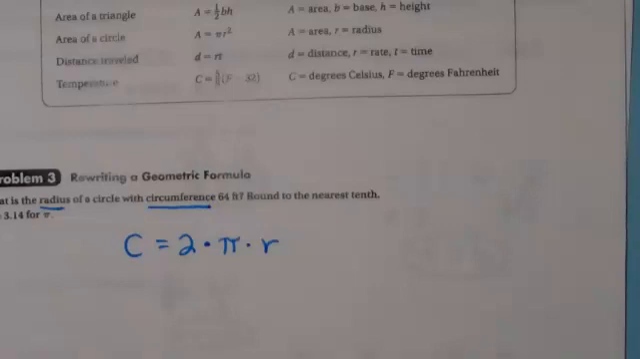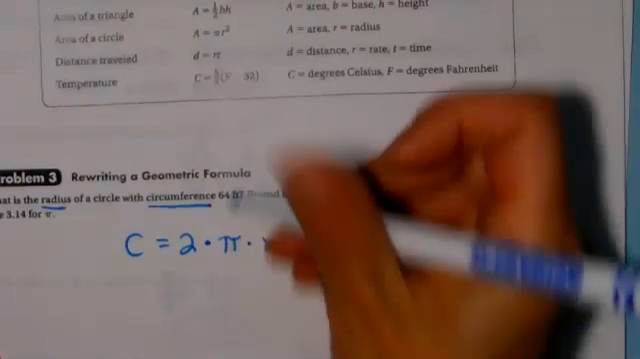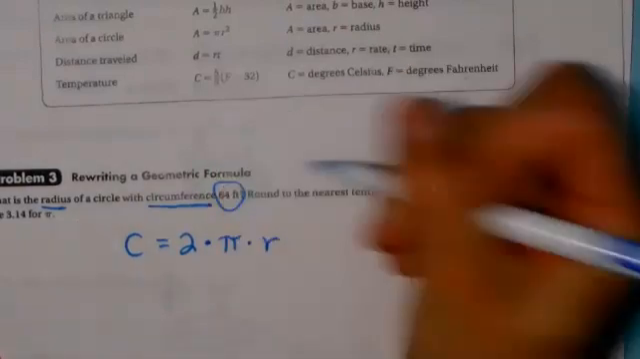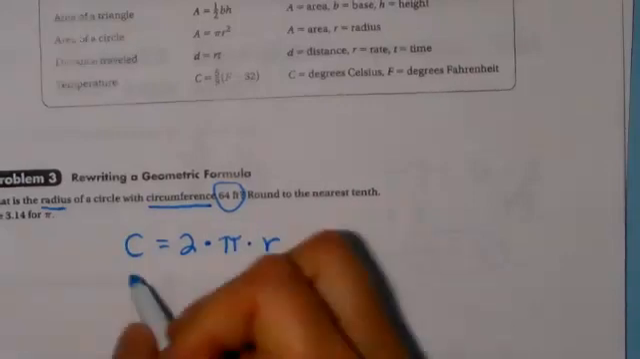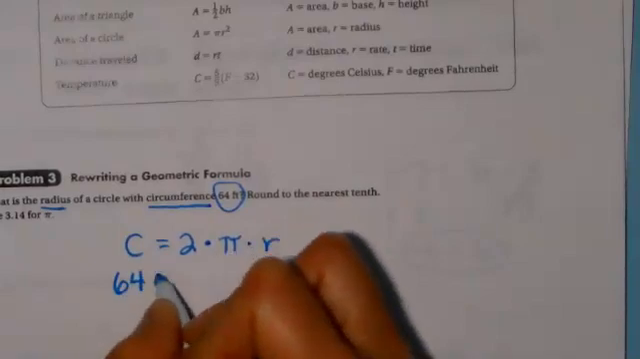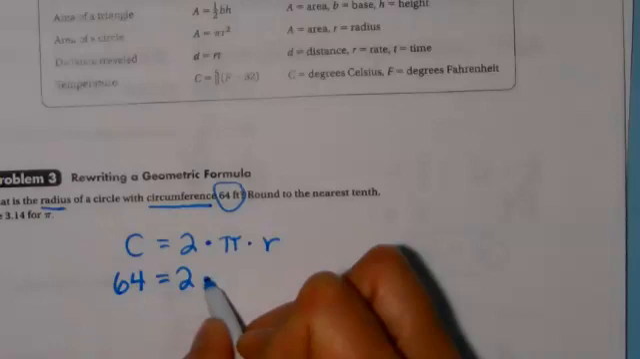And then you're going to put in what you know from the question. So we know 64 is one piece of information. Is that going to be C or pi or R? C, right? Circumference. So we're going to replace that. The 2 is just 2. What does it tell us is pi?